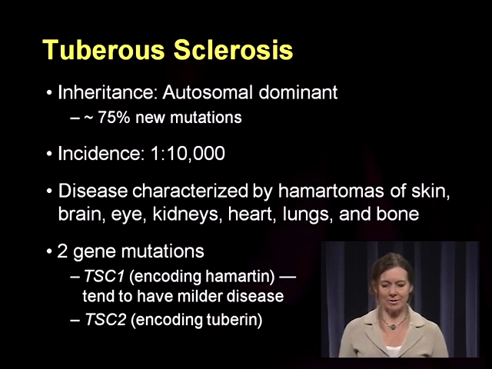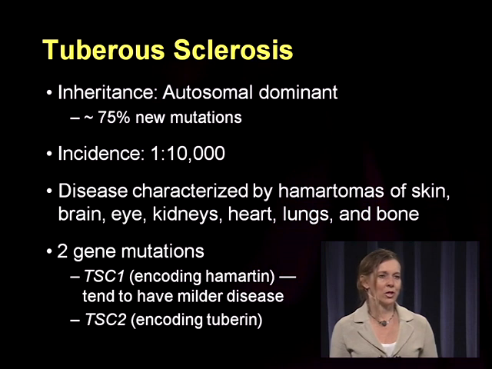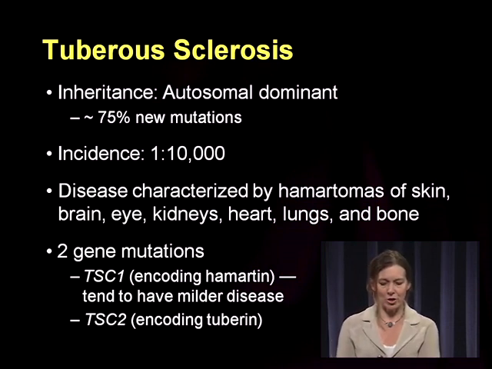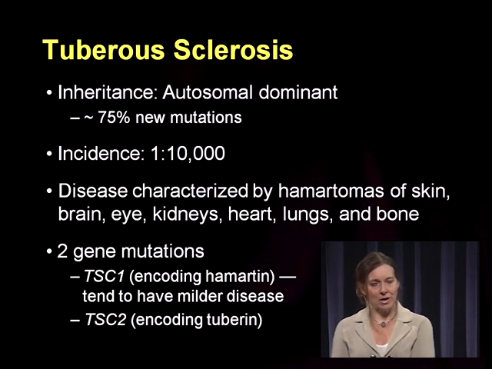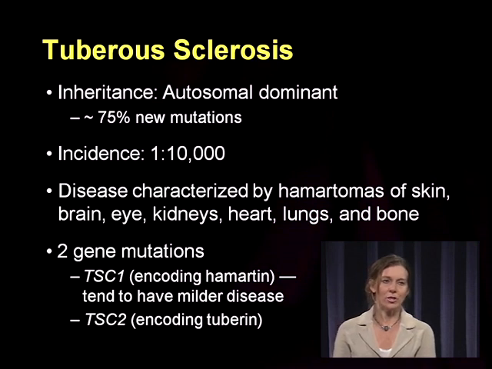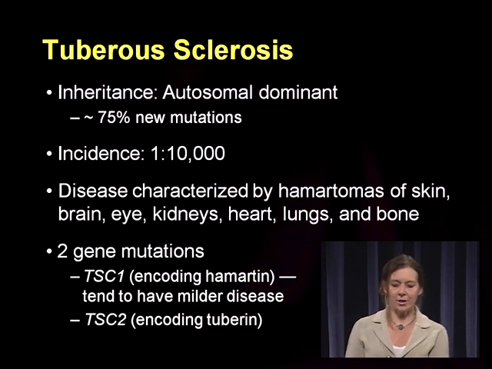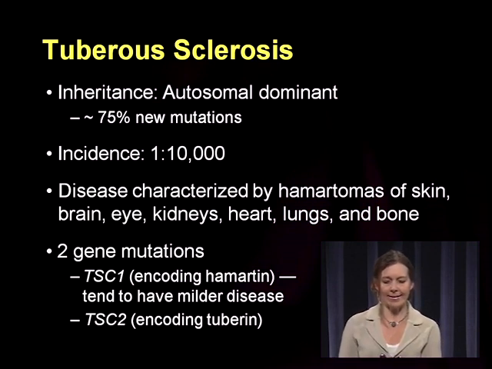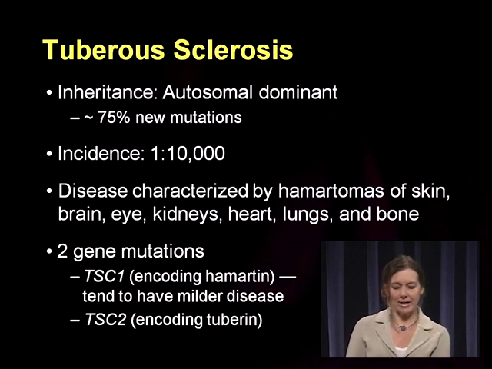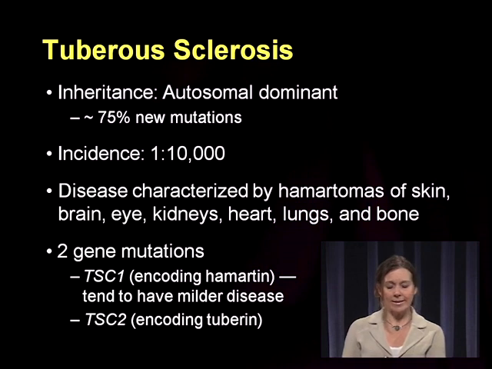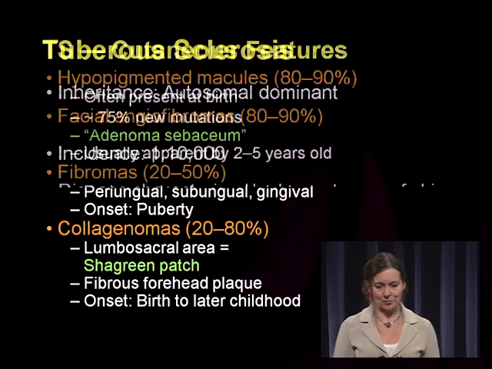Right, tuberous sclerosis. So this is one of the genodermatoses that you want to be familiar with for your boards, and I think you've already talked about it. But again, another autosomal dominant neurocutaneous disorder. More than 75% of these cases are due to new mutations. So more often than not, you won't have a family history of tuberous sclerosis. And this is a disease that's characterized by hamartomas of the skin, brain, eye, kidneys, heart, lungs, and bone. And there are two different gene mutations that have been identified. Patients that have mutations in the Hamartin gene, or TSC1, tend to have milder disease as compared to those that have tuberin mutations, or type 2.